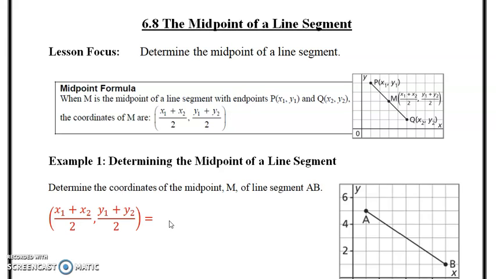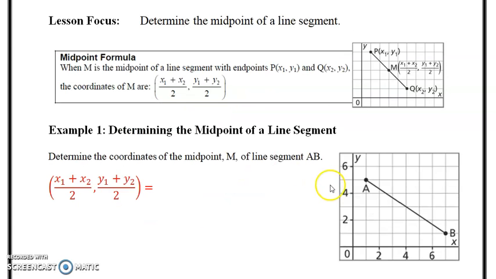So 6.8, the midpoint of a line segment. We're going to determine the midpoint of a line segment. This is the formula we have here. We take the average of the x values and the average of the y values. Very straightforward, and that's going to be the midpoint. If you look at your example, you can obviously tell that the midpoint is 4 and 3 here. You go down 2, right 3, down 2, right 3 again. So the midpoint here is at M.